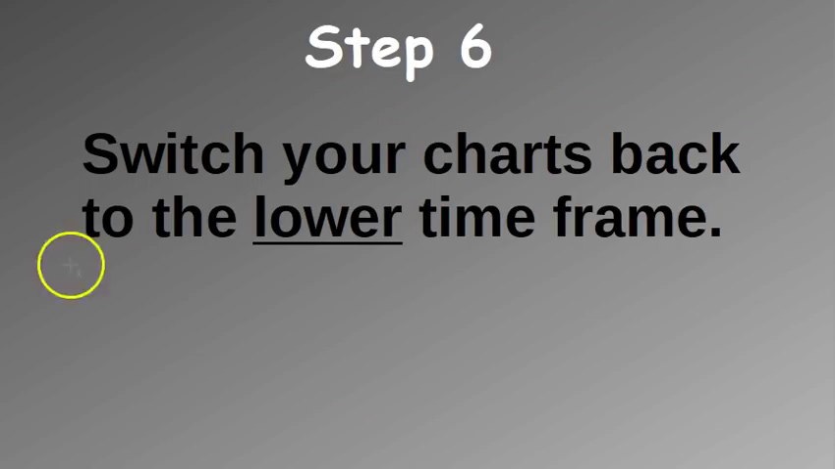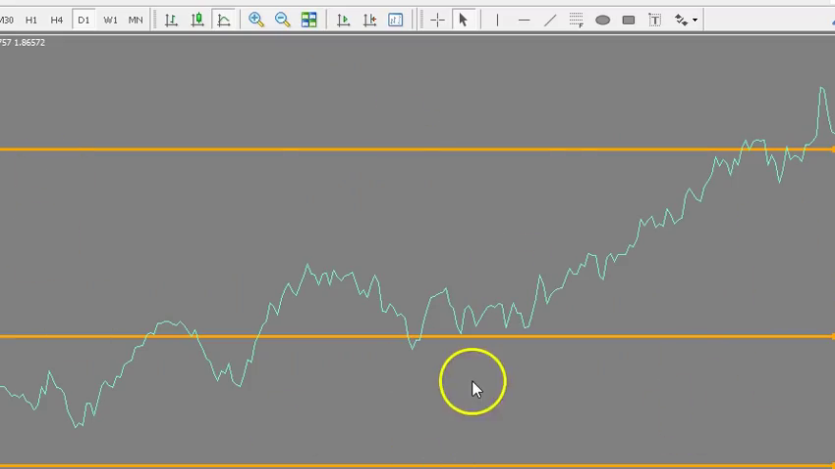Okay, step number 6, we're moving right along. Switch your charts back to the lower time frame. So in my case, my working chart where I look for the signals is my daily. I did switch to the higher time frame, which was the weekly, to draw my lines. Now I'm going to go back to the daily. Okay, guys, you can see this is the daily chart now where I've got already my weekly levels on here. And this next part is really crucial and really important, but it's simple to do. So just pay attention and follow me.